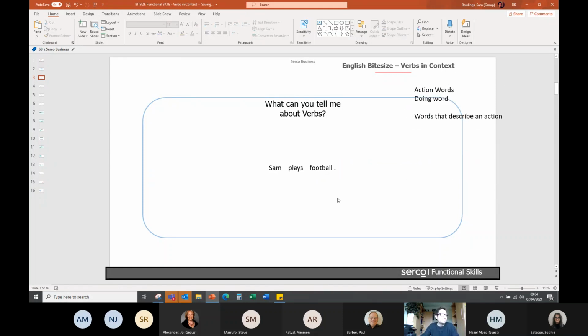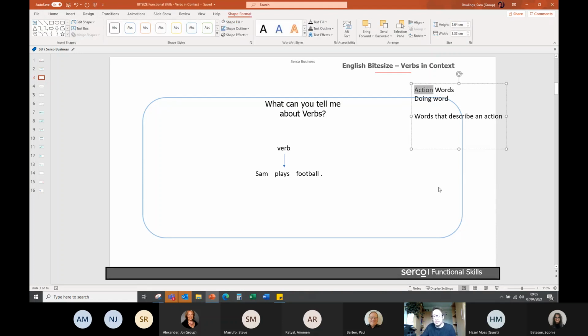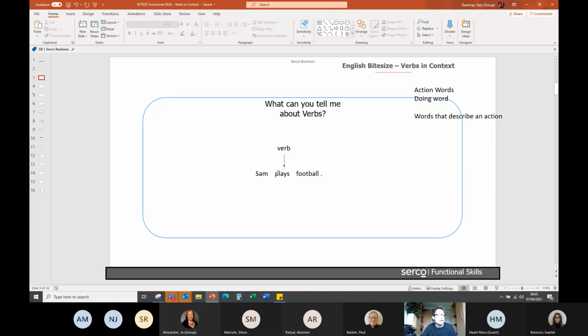What I'm going to do is just reveal this sentence down here. It says Sam plays football. Which of those words is a verb? Exactly, good. So you can see that the middle word is my verb, so it's plays. And as you said earlier, most commonly a verb is an action word, absolutely. You can see also here that the verb is in the middle of the sentence, and most commonly that is where you will find your verb.